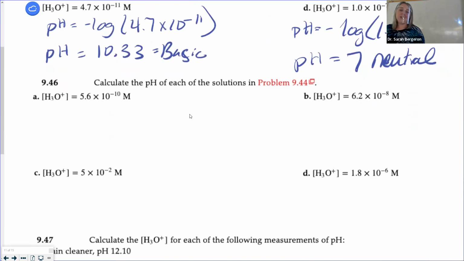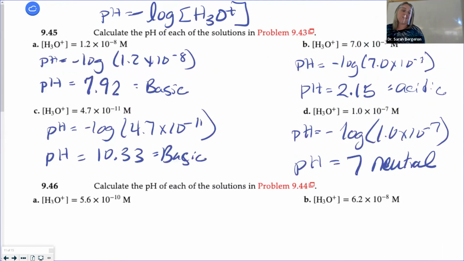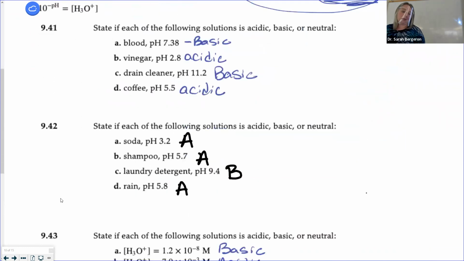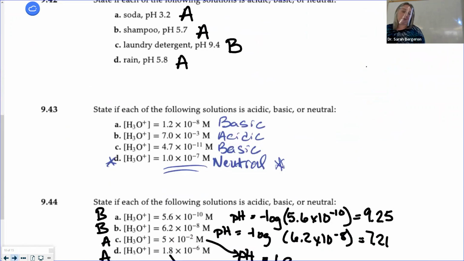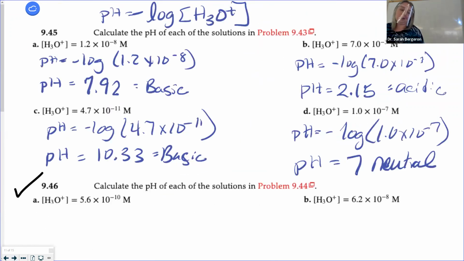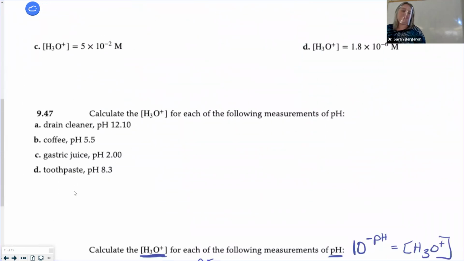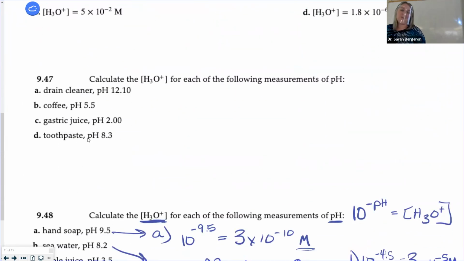All right, calculate the pH of each of the solutions in 4.4. So we just did that, right? In 4.4? 4.3, yeah, 4.4. So we already did that. Check, done. Okay. Oh, did I not do this one in the video? I did the wrong one? Haha. All right, calculate the H3O concentration for each of the following measurements of pH.